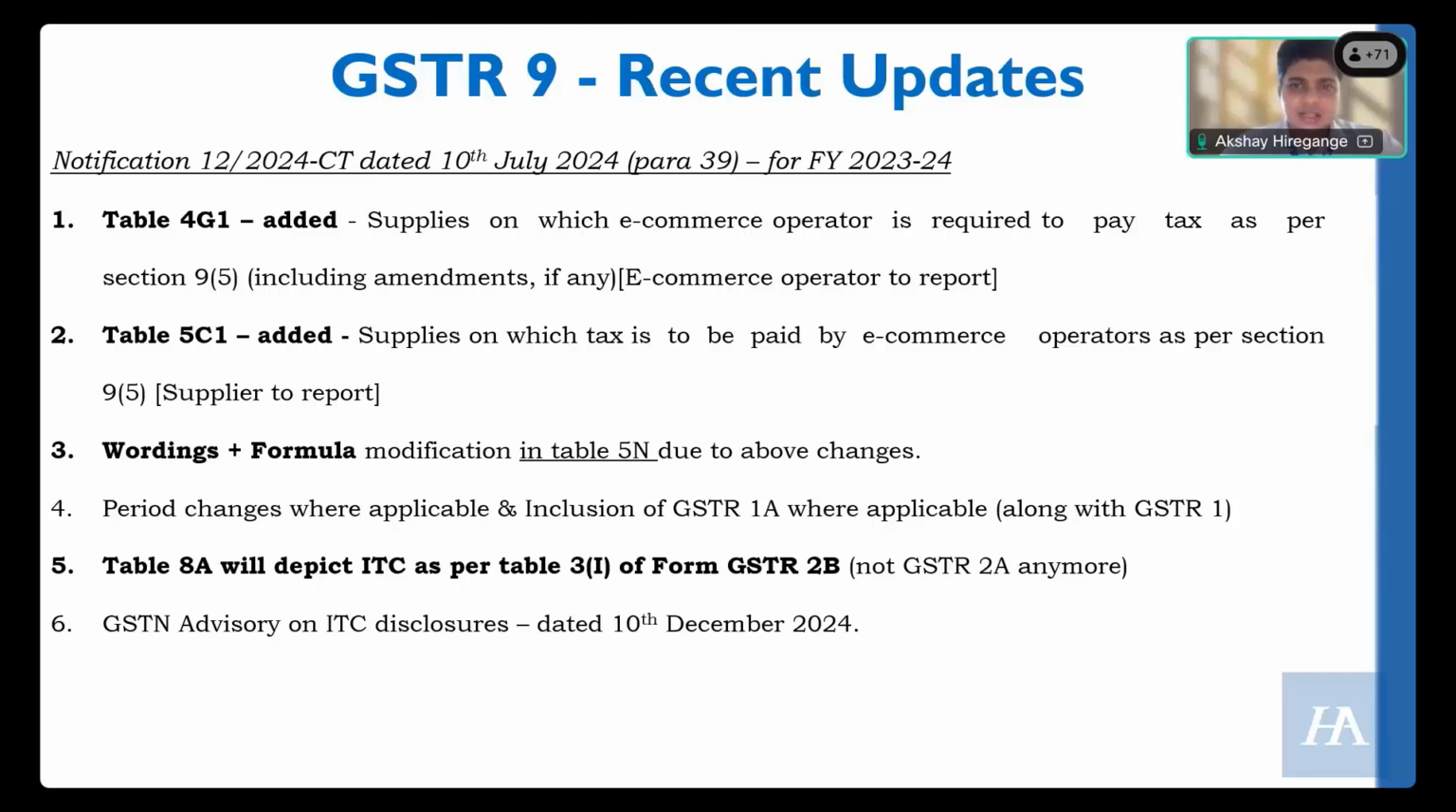But from this financial year onwards, financial year 23-24, we can say that the GSTR 9 form has been brought and has been aligned with the GST law. Therefore, table 8 reconciliation till date was not being given too much emphasis. But from this financial year onwards, I feel this table 8 reconciliation is going to be given a lot of weightage. We will come to how the disclosures must be made. Recent GSTN advisory on ITC disclosures also had come out on 10 December. We will be discussing that too.